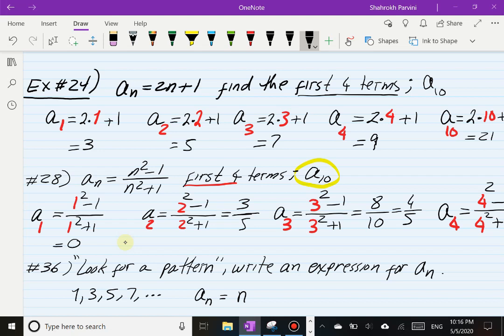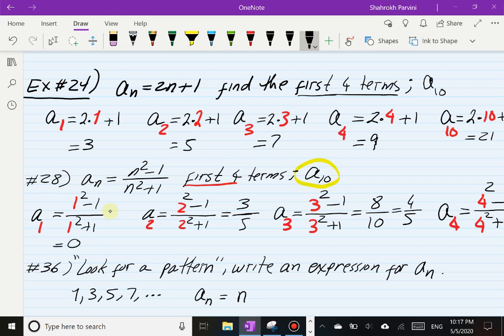And of course, you can kind of bounce off of the exercise we have above, number 24. Look at the pattern and the numbers in number 24. You see that? 3, 5, 7, 9, and we see something like this. So the answer is going to be something like what you're looking at. But in general, you're going to look for a pattern.